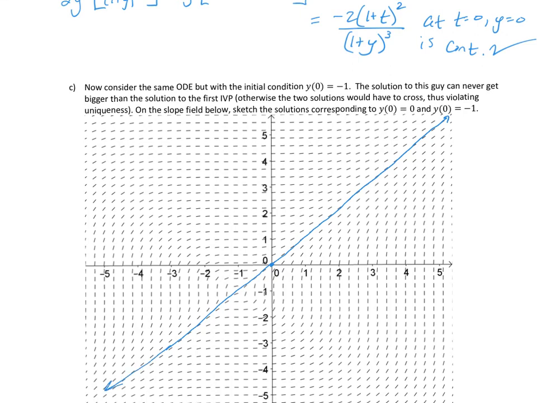Okay, and then y(0) equals -1 would be a different solution. It's a different initial condition. So I'm going to try to follow the slope field, and I know that I can't cross the blue line, so it must be acting like an asymptote. Like that.